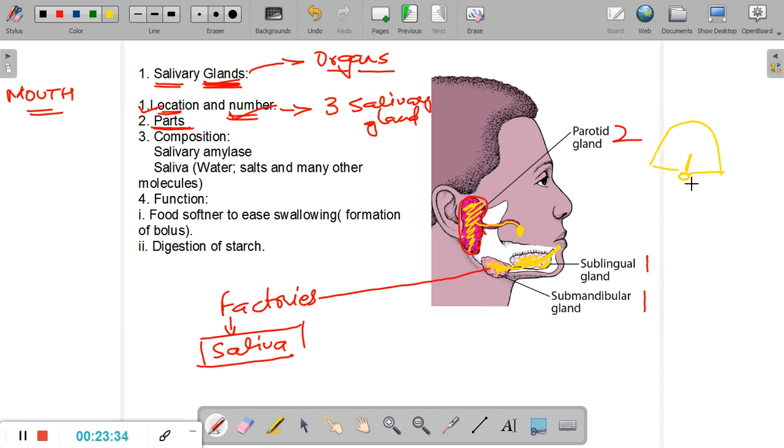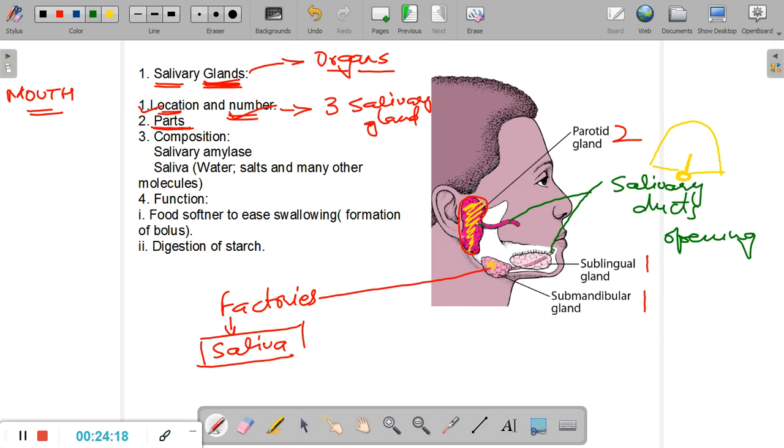I want you to go to the mirror once this class is over. Go in front of the mirror, turn on the lights, raise your tongue and try to look at this tiny hole. It is through this hole under the tongue that the saliva comes out. So saliva is released into the mouth by these tubes. Let's use a green marker. These tubes that we see here are called the salivary ducts. Duct is an opening.